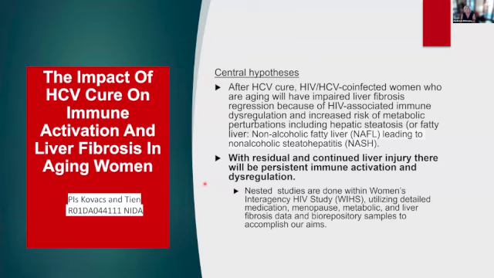There's a non-alcoholic fatty liver leading to non-alcoholic steatohepatitis. This is increased in co-infected patients, and it increases with age, and it increases as women go into menopause. And with residual and continued liver injury, there will be persistent immune activation dysregulation. So the studies that I'm going to read next, a couple of them published, the rest are preliminary data, are all nested within the Women's Interagency HIV study.